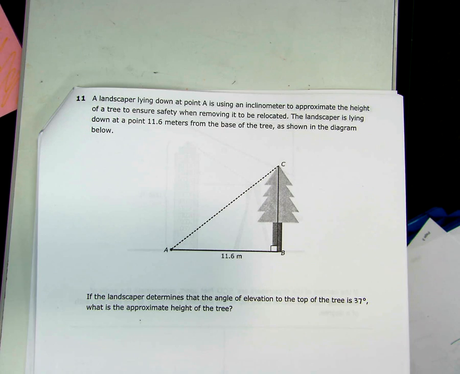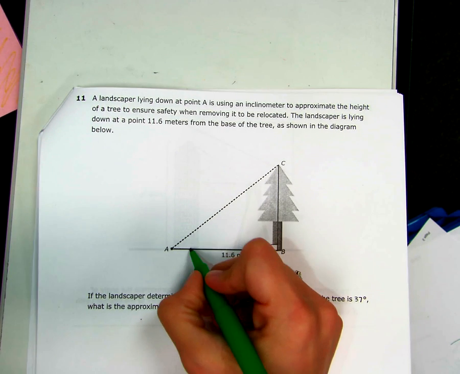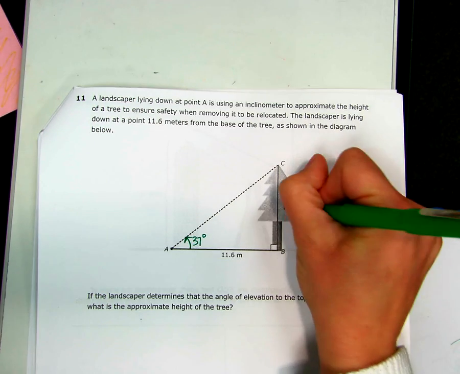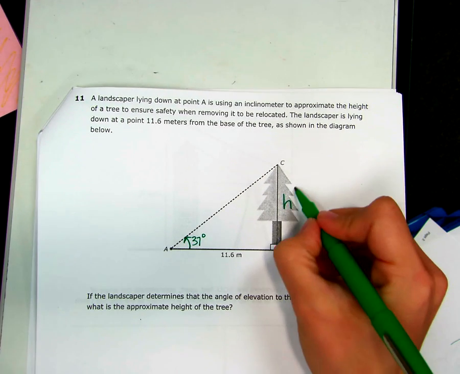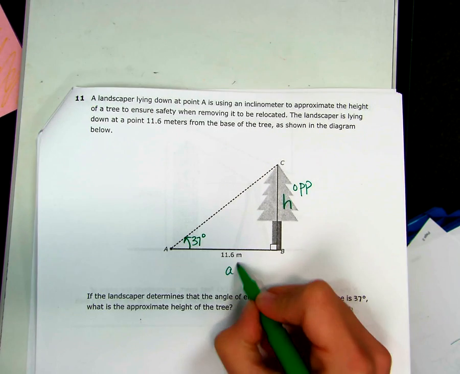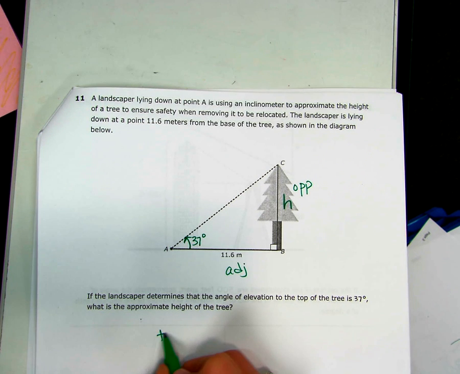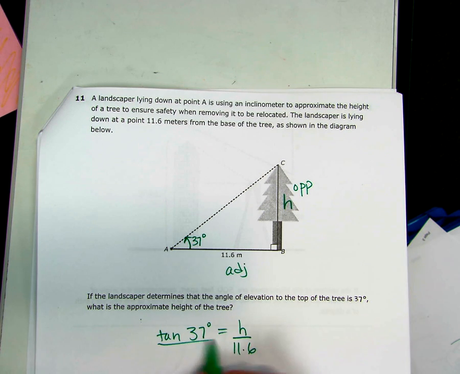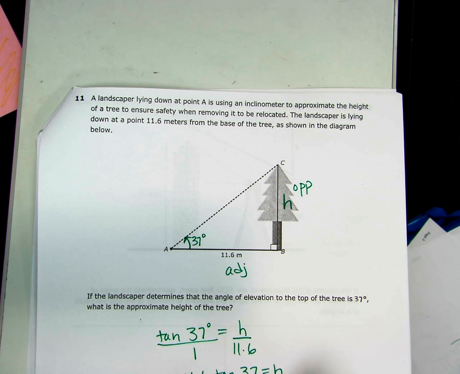Number 11, angle of elevation to the top of the tree. This is our angle of elevation, 37 degrees, and we're trying to find the height of the tree. So compared to this, we have opposite and we have adjacent. So we're going to do tangent of 37 degrees equals h over 11.6. Cross products, 11.6 tangent 37 equals h. That's what goes in my calculator to give me an answer of 8.7 meters.